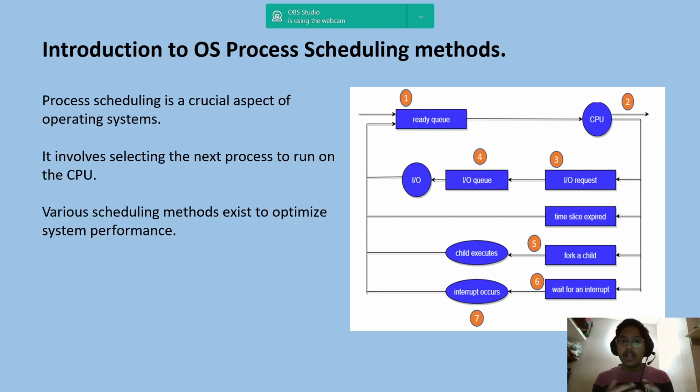So we'll go with the introduction of what process scheduling methods in operating systems are. Process scheduling is a very crucial aspect of operating systems. It involves selecting which process should run next on the CPU, right? Like if I have four processes, how should each process execute? This is how I'll decide it using various scheduling methods. There exist numerous scheduling methods to optimize the system performance.